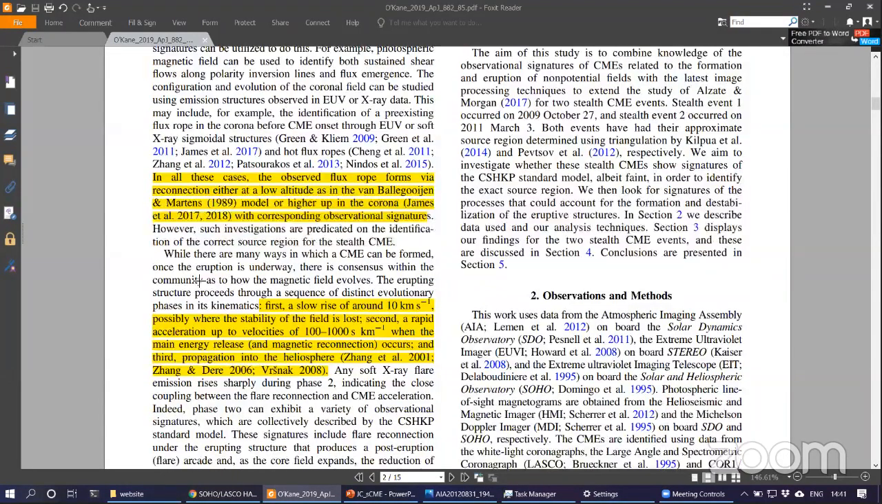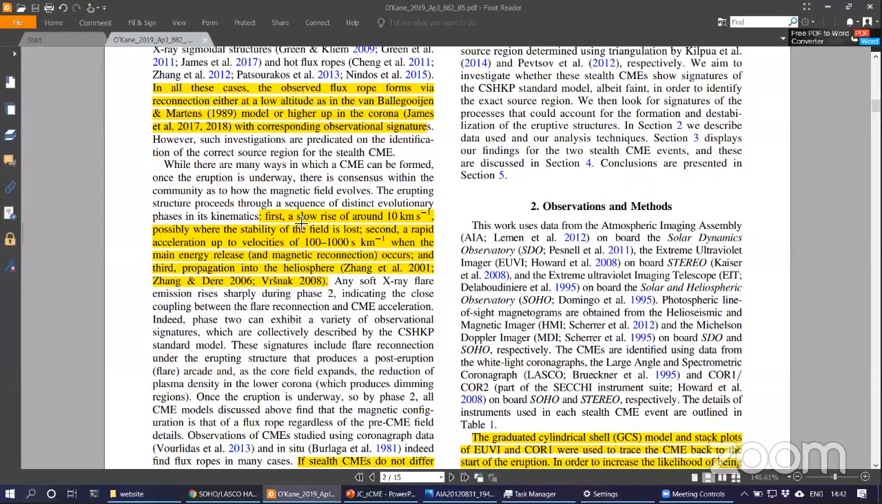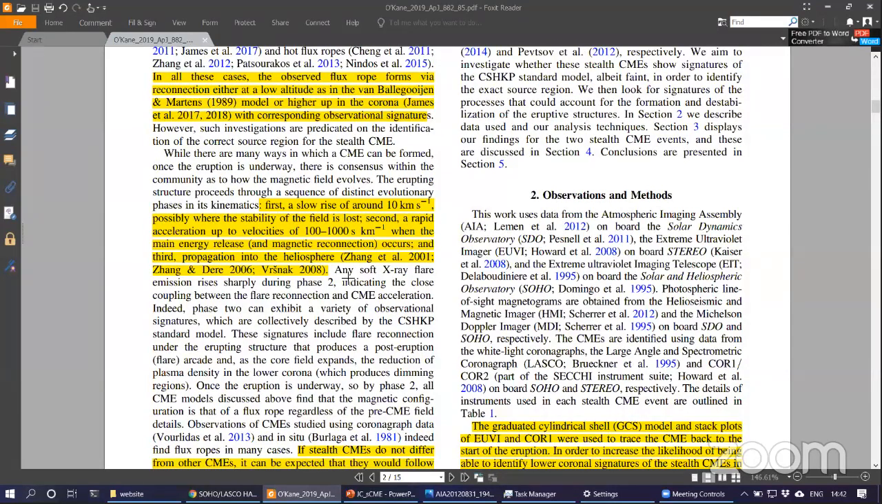Generally, the kinematic profile of CMEs has three phases. The first is a slow rise phase, where the average speed is around 10 kilometer per second. The second is the accelerating phase, where the speed abruptly increases to even up to 1,000 kilometer per second. This is where the main energy is released, like the magnetic reconnection or the flare happening. Once this process is achieved, it is launched and propagates in the heliosphere, and it reaches more or less the solar wind speed. So this is the scenario of a normal CME.